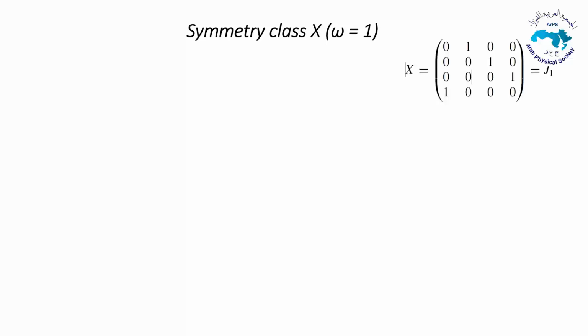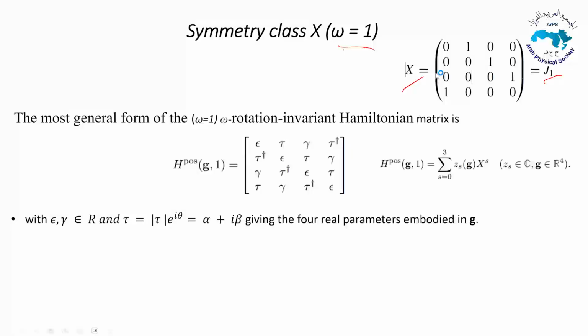So if we consider omega equal 1, it means, for example, the angle is 0 or 360 degrees. So the shift matrix is also the X matrix, what we call it. And then the general form, the Hamiltonian matrix, can be written in this form. That means whatever the Hamiltonian 4x4, it should have this form here in order to verify the symmetry class X.